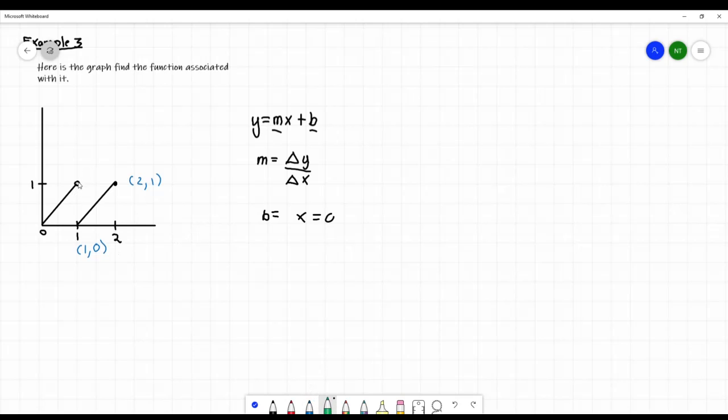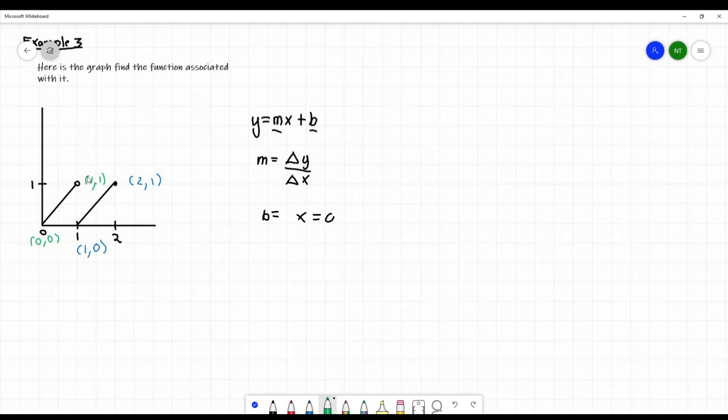So for this line, we have the point x is equal to 1, y is equal to 1. And here we have the point x is equal to 0 and y is equal to 0. So we have 2 points. Let's find the m. We have to find the equations of the line here and the line here.